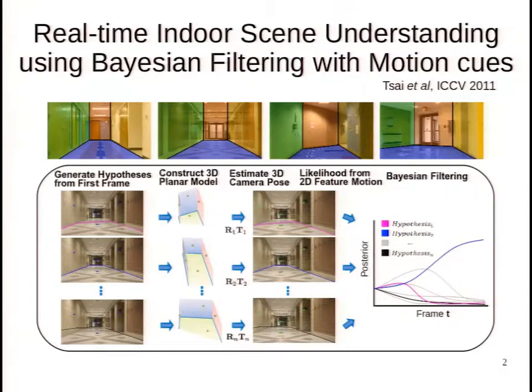Back in ICCV 2011, we presented this real-time indoor scene understanding framework for indoor navigating robots. This framework takes in a stream of image data taken from a robot traveling along a hallway, and we use an online efficient process to produce a three-wall model to describe the geometry of the observed environment.